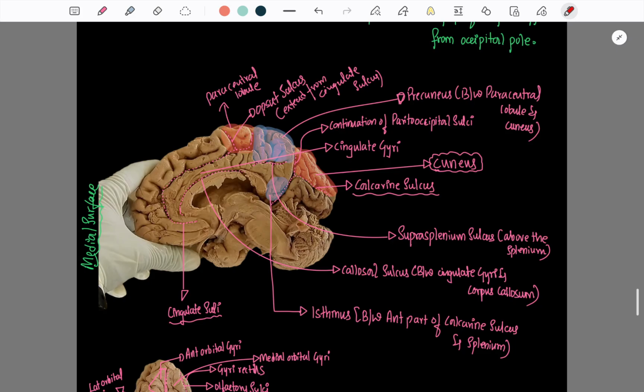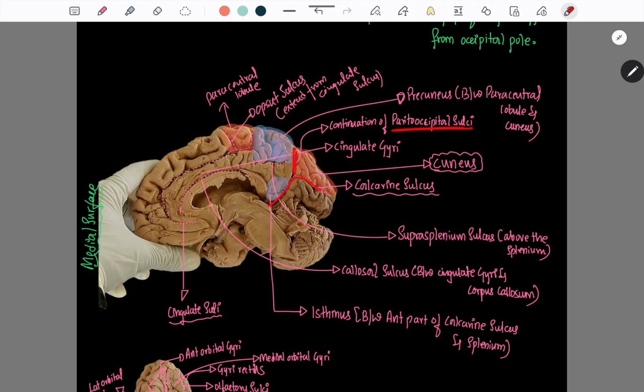Coming to the medial surface. Here, towards this is the cerebellum, and towards this is occipital. Here this sulcus is called the calcarine sulcus. Important. And in the supralateral surface we saw the parieto-occipital sulcus, which continues here towards the medial surface. This is the continuation of the parieto-occipital sulcus.